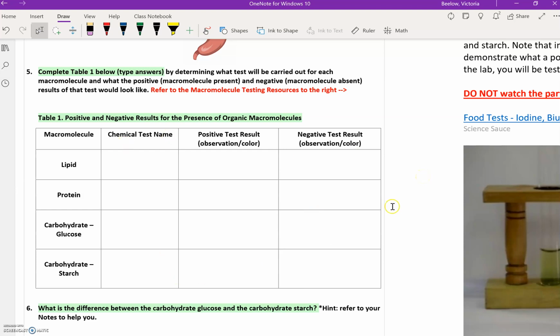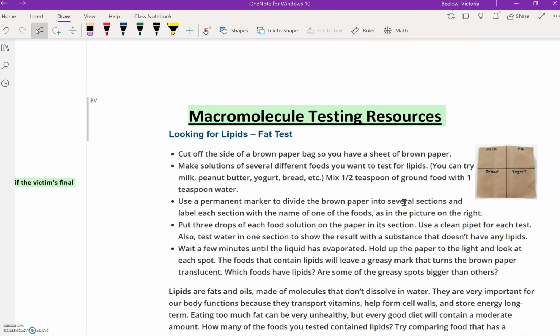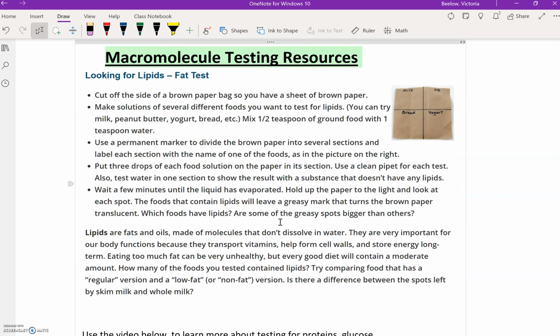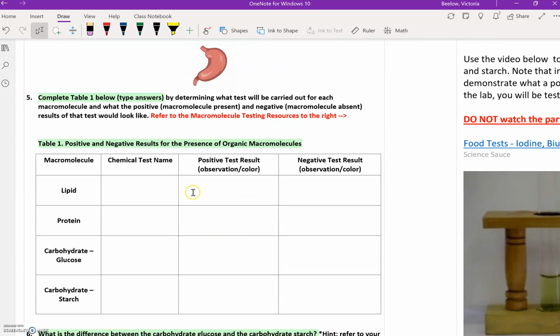In order to learn about these tests, I have a list of the tests here for you. The first one is actually listed here, and the rest are in the video. For the lipids test, or the fats test, I'll actually fill this one in. It's called the brown paper towel test, okay? And you're going to tell me what the test is in the video. For the remaining 3, they are very clear what type of test it is.